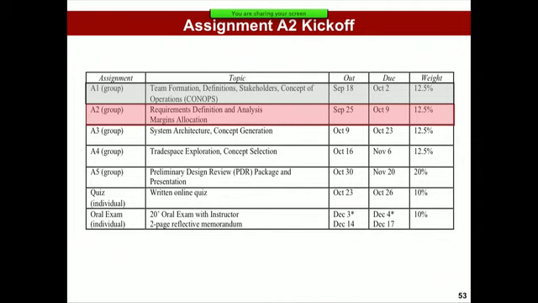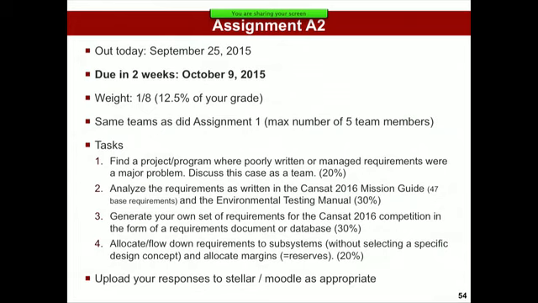So assignment 2 goes out today and is due in 2 weeks, so that's October 9th. And it's very focused on requirements. It's the same teams that you're in for all the assignments. First of all, the first task is find a project or program where poorly written or managed requirements were a major problem. So as a team, discuss an example and discuss that example as a team.